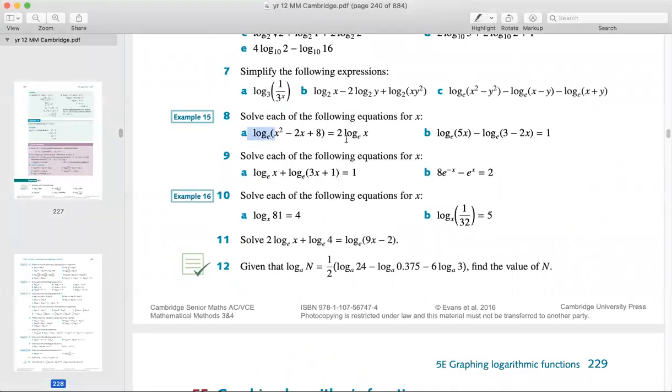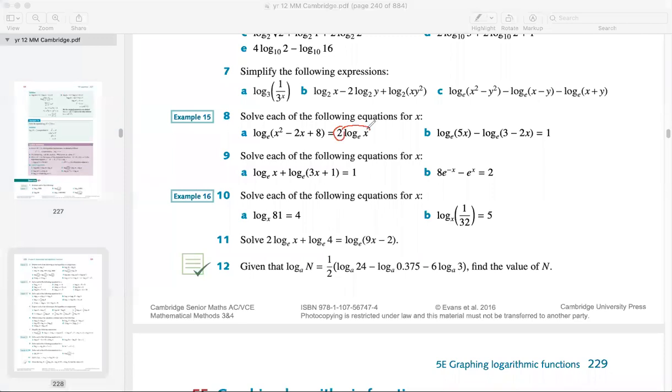First one, they ask you to solve this guy, okay? The first step we should do is move the 2 over here, and it becomes a square, right? Then it's just x squared minus 2x plus 8 equals x squared. Then just solve for x, okay?